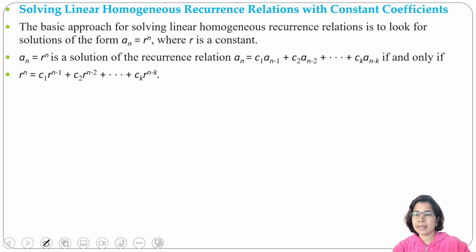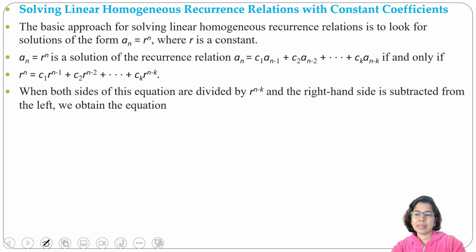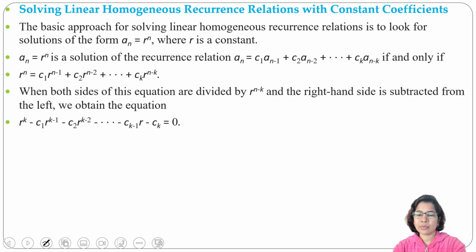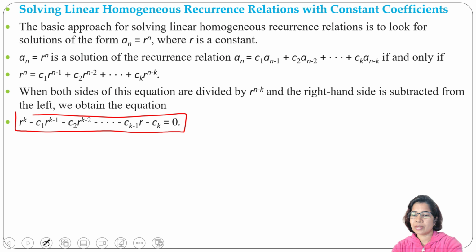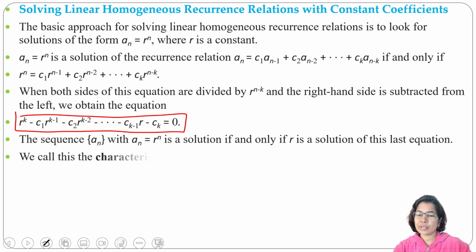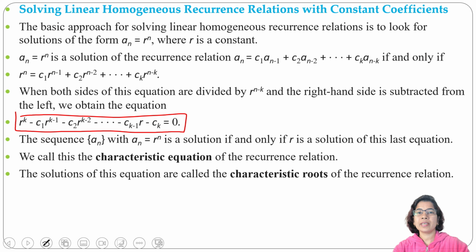So by dividing both sides and taking the right side to the left side, we got this characteristic equation: r^k minus c1 r^(k-1) minus c2 r^(k-2) till minus c(k-1) r minus ck equals 0. This is our characteristic equation, and the solutions of it are called the characteristic roots of the characteristic equation.